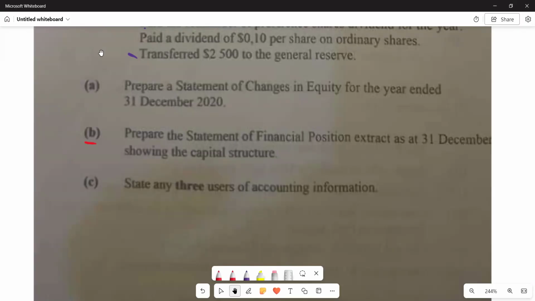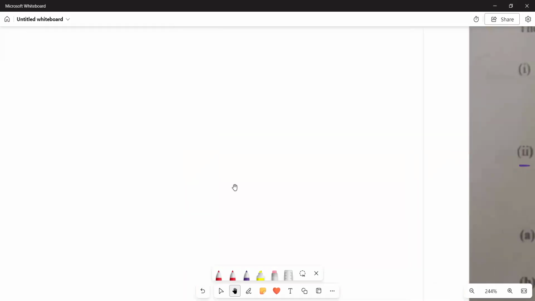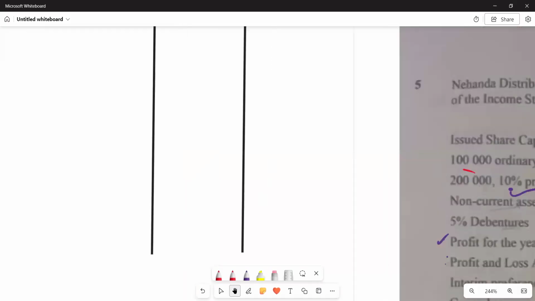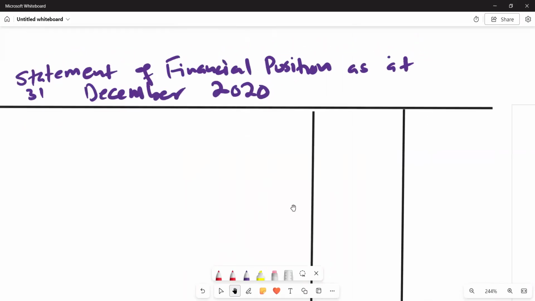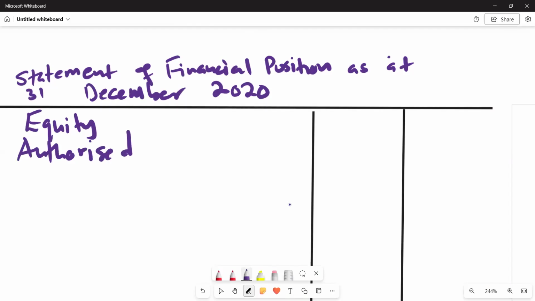So we go to the answer section. You see that in this answer section, we are going to have our statement of financial position as of 31 December 2020. So what we are saying is we're going to start with equity, whereby we are going to list our authorized share capital here. And we are saying our authorized share capital will just show it, but it doesn't affect the calculations in the statement of financial position. So it's a disclosure procedure for authorized share capital.